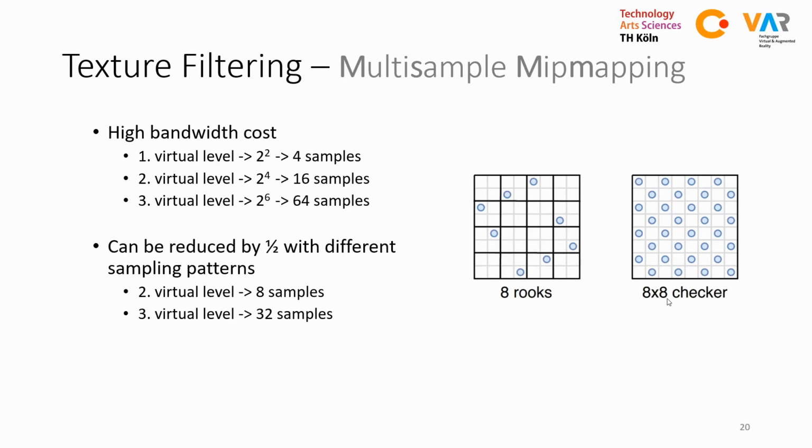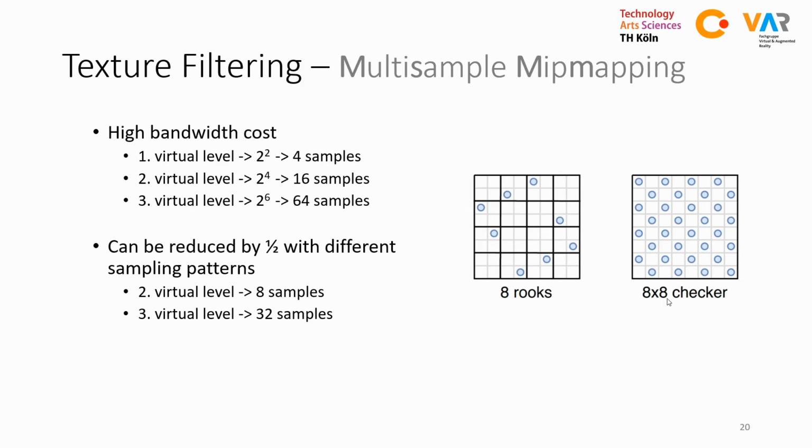Luckily, the number of samples can be reduced by using other sampling patterns. We experimented with some and achieved good results with 8 rooks for the second level and an 8x8 checker pattern for the third level, effectively halving the number of required samples for these levels.